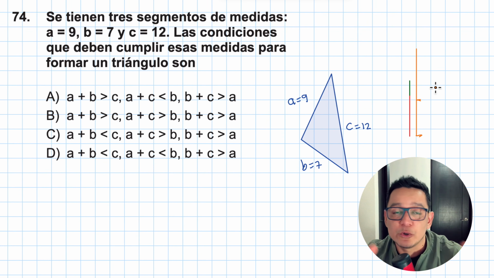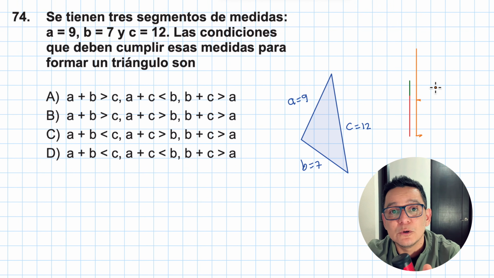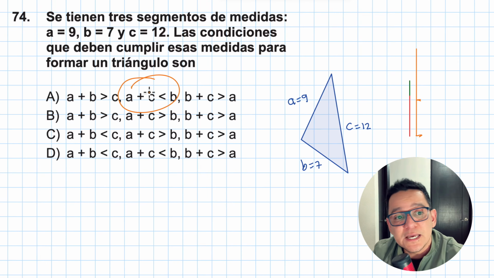For now, just remember that the sum of the two sides you're taking from the triangle has to be necessarily greater than the other side. Sorry, the one you're not taking. This always has to be true. So this isn't true. The sum can't be less. So we've already seen that option A isn't correct.